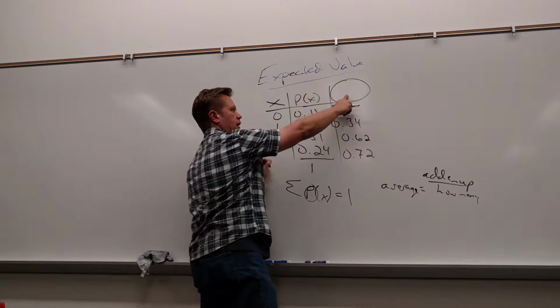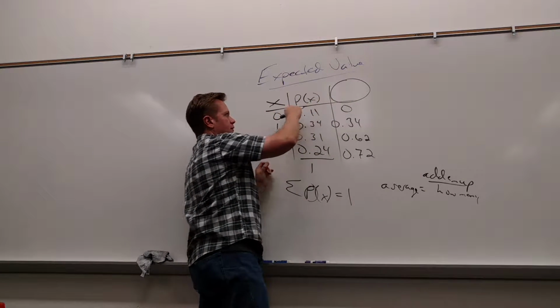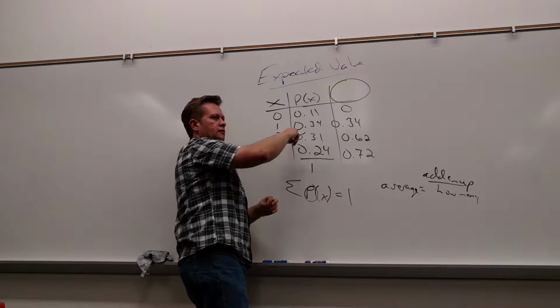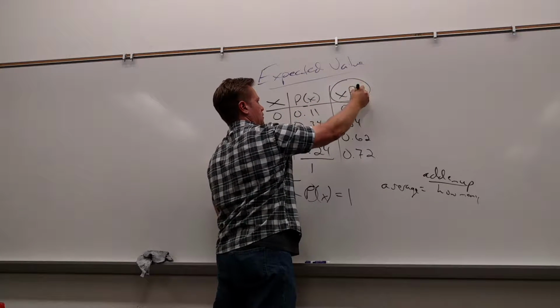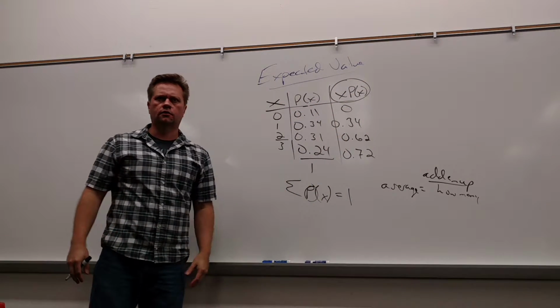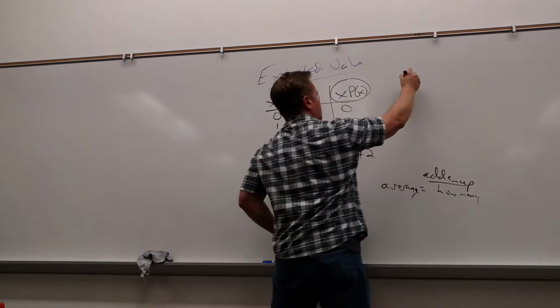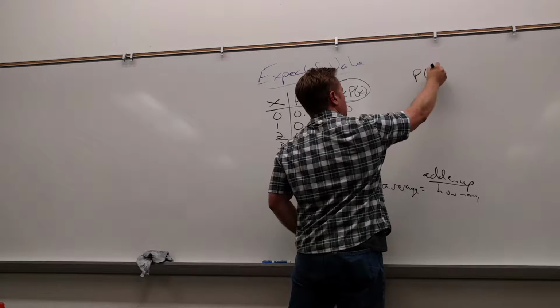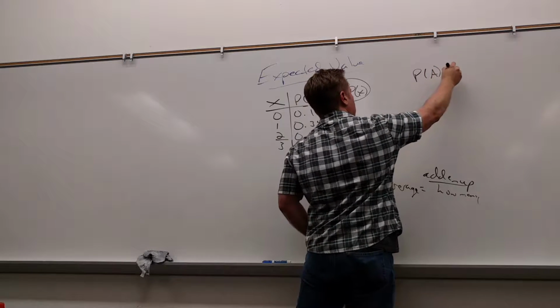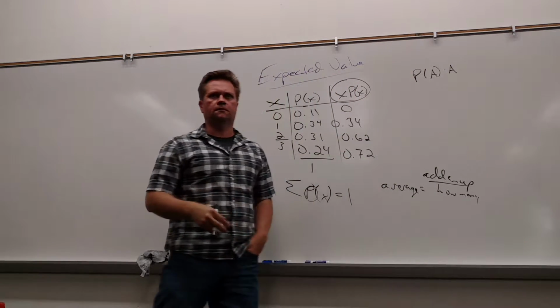So what do you think I label it? This is the x's. X times P(x). I like it. So the book uses symbols like, well, they just use the same idea, but they use probability of A times A. Stuff like that.